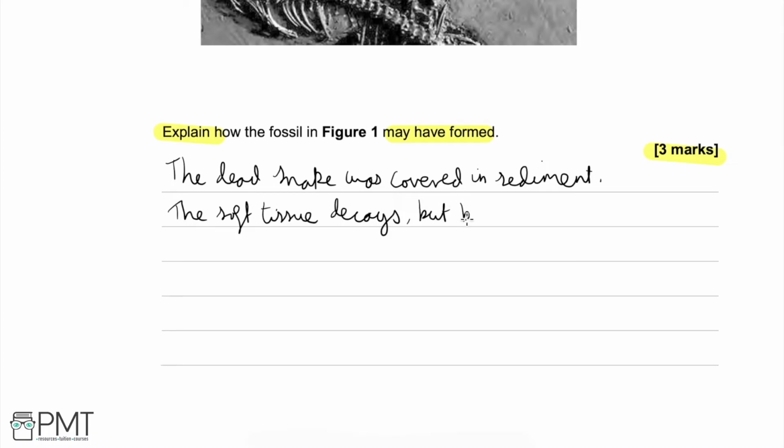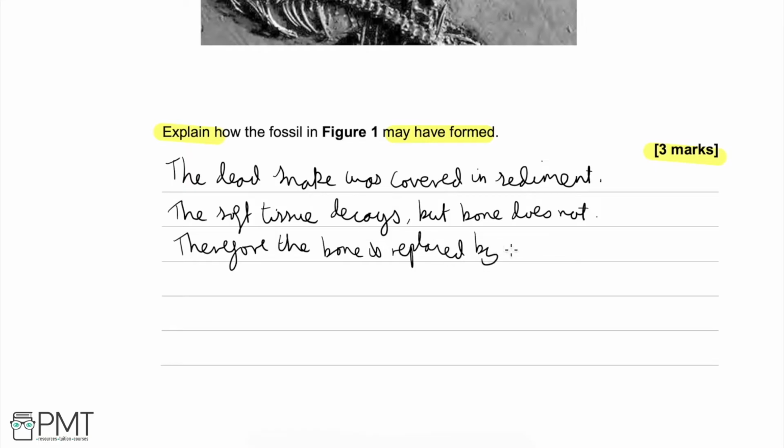Now over time, more and more layers of sediment will pile on top of this organism, and with this will come high amounts of pressure. Now this pressure will force minerals from the soil into the bones, and this mineral will replace the bones, thus creating the solid structure that is a fossil. So this is our final point, that because the bone is not decayed, it is replaced by minerals, thus creating a fossil.